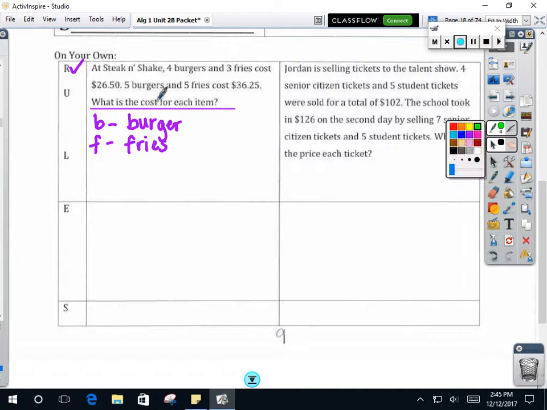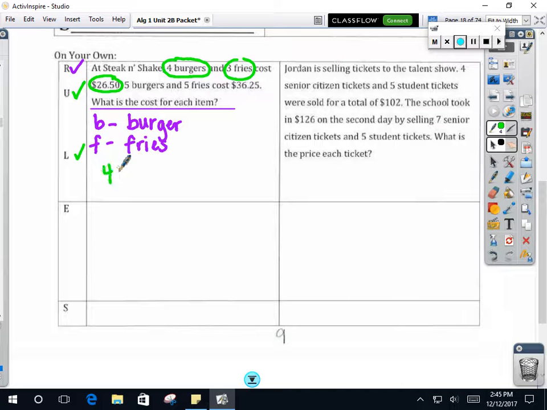All right. Now that we have underlined the question and we've identified our unknowns, we're going to line up a plan. We have 4 burgers and we have 3 fries and the cost is $26.50. What does that equation look like? Okay, now we have 5 burgers and 5 fries in that order, and it costs $36.25. So what does that equation look like?